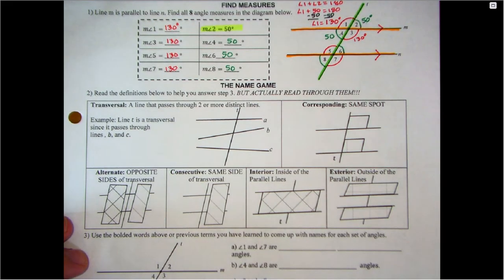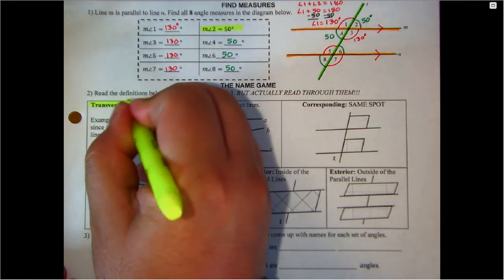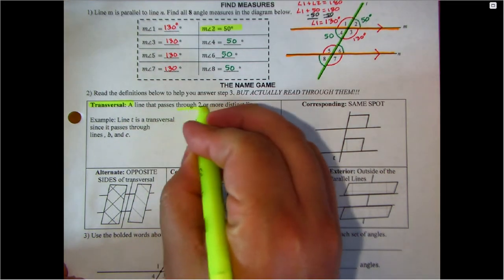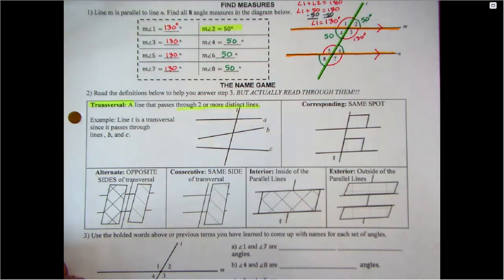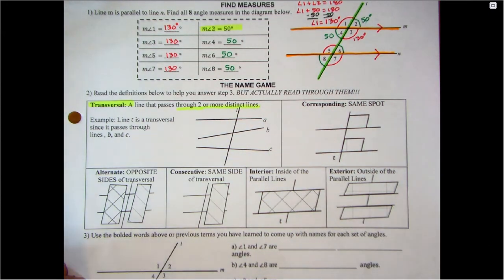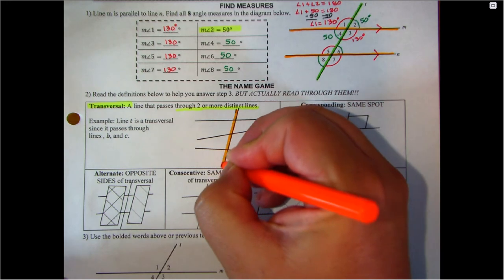Now that way we can still see this picture. So here's our first vocab word for the day. It's called a transversal, so have your highlighters ready. It is a line that passes through 2 or more distinct lines, which means if you look at all these 4 lines right here, there's only one of them that can be a transversal, and the only transversal we have here is T. T is the transversal.